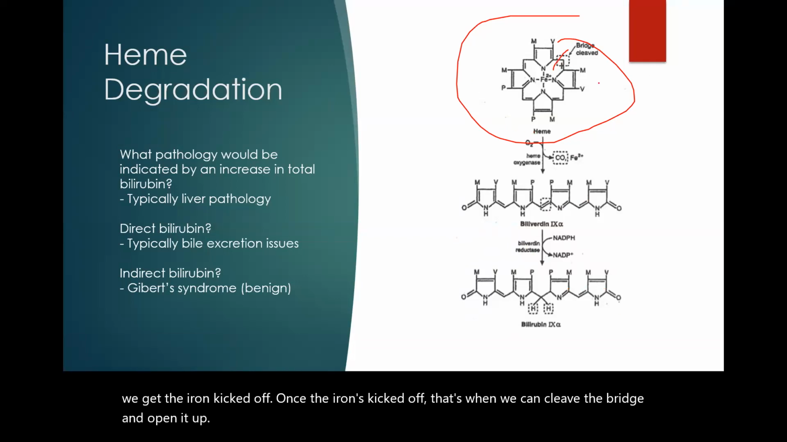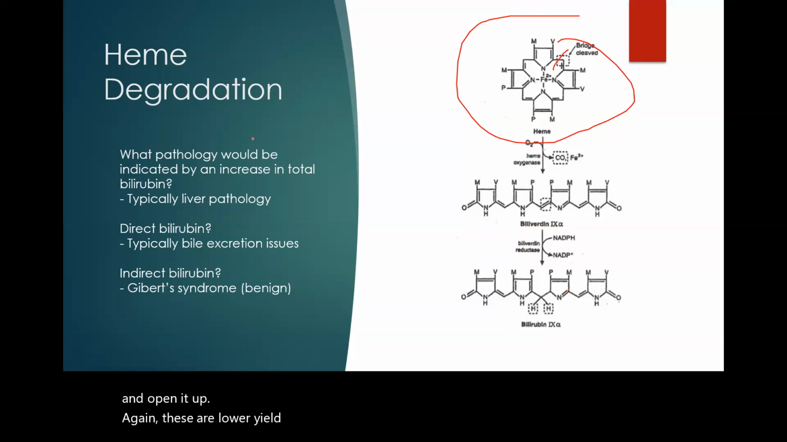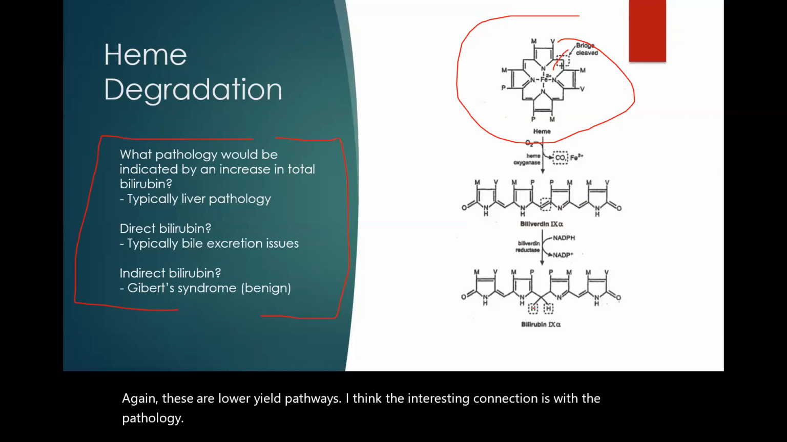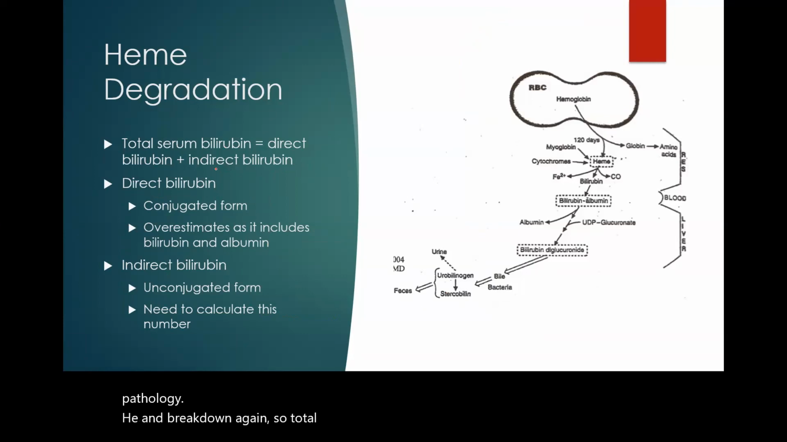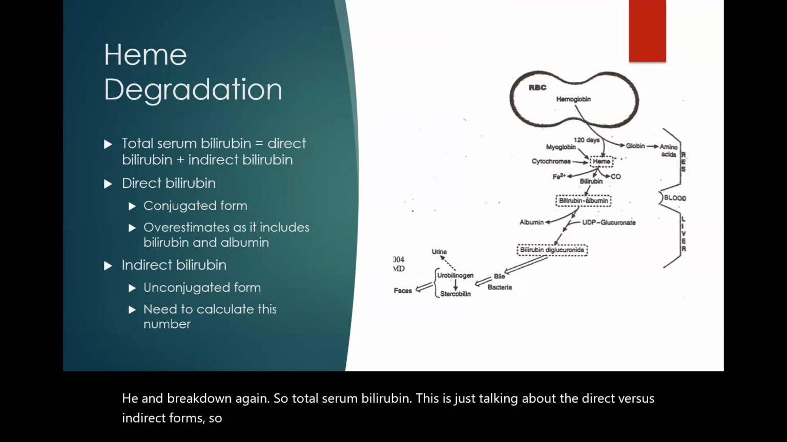Again, these are lower yield pathways. I think the interesting connection is with the pathology. Heme breakdown again: total serum bilirubin is just talking about the direct versus indirect forms. Direct bilirubin is the conjugated form. Indirect bilirubin is the unconjugated form. You have to calculate this number.